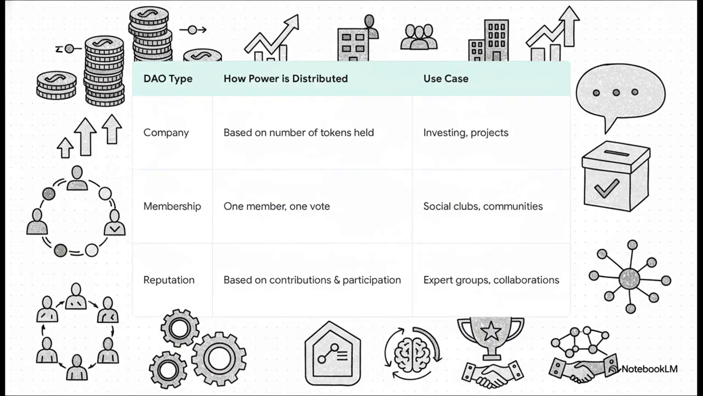And what's cool is that DAOs can be set up in different ways. For example, some are run like companies, where the more tokens you hold, the more voting power you have, which makes sense for an investment group. Others are set up more like social clubs, where it's just one member, one vote, a flat democracy. And then there are these really neat ones based on reputation, where your influence actually grows the more you participate and contribute. It's a super flexible way to build a community.